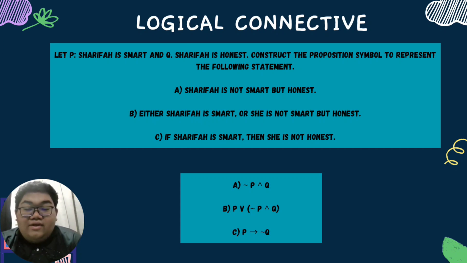So, the answer for A: not P and Q. For B: P or (not P and Q). And lastly, the answer is P implies not Q.